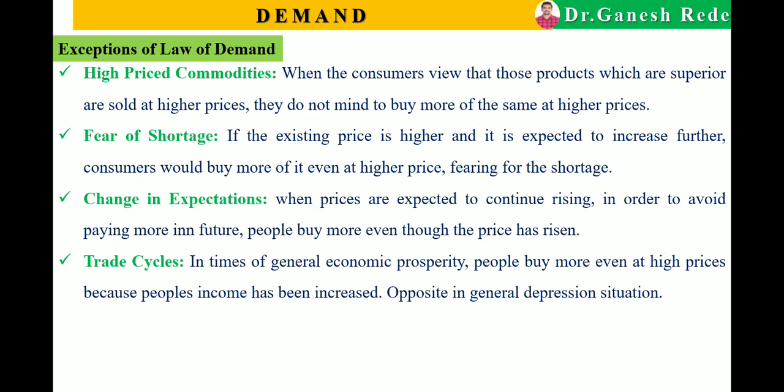Another exception: are there likewise high price commodities, as we have given the example of prestigious goods. Similarly, for some high price commodities, the consumer thinks that products having a higher price are superior, and that they are indicators of status. So they do not think about their prices. They do not mind buying at higher prices or lower prices. It is regarded as a high price commodity.